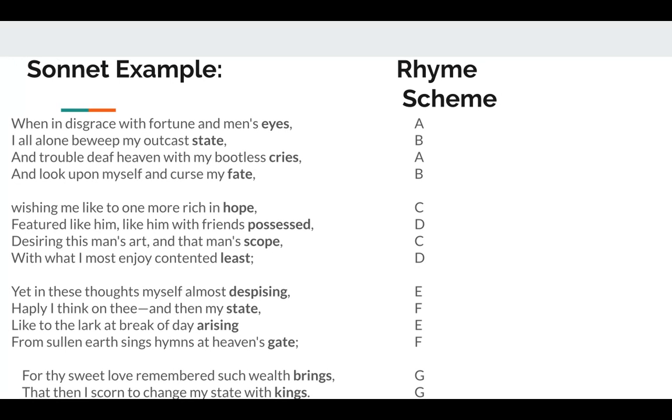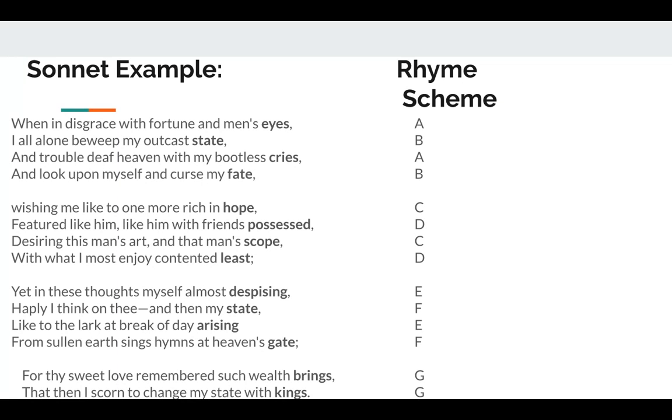Wishing me like to one more rich in hope, featured like him with friends possessed, desiring this man's art and that man's scope, with what I most enjoy contented least. Yet in these thoughts, myself almost despising, happily I think on thee, and then my state, like to the lark at break of day arising, from sullen earth sings hymns at heaven's gate. For thy sweet love remembered such wealth brings, that then I scorn to change my state with kings.